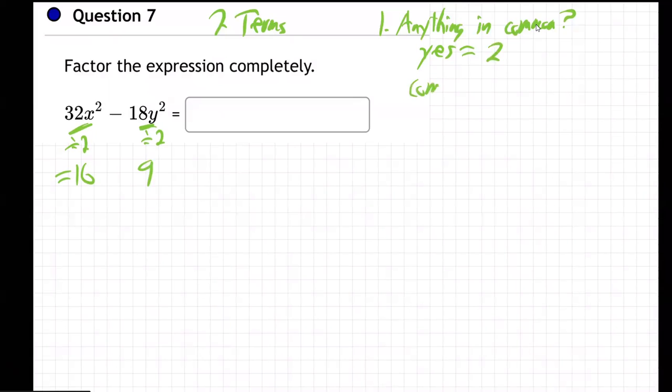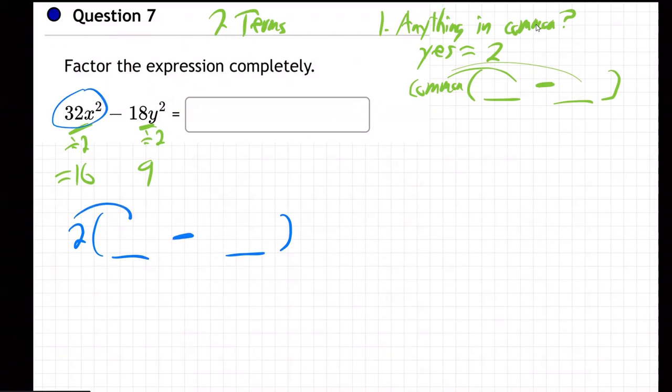So what do you do? You put the common part in the front and you put one big parenthesis, and you have the 2 blanks with the minus in the middle, whatever would multiply. So that's our first step. So we're going to put the 2 in the front, one big parenthesis, and then the 2 blanks and the minus in the middle. You say 2 times what would go back to 32x squared? Well, 16x squared. And 2 times what would go back to that? 9y squared. See how that's right? 2 times 16x squared would go back to 32x squared. And 2 times 9 would go back to 18y squared. All right.